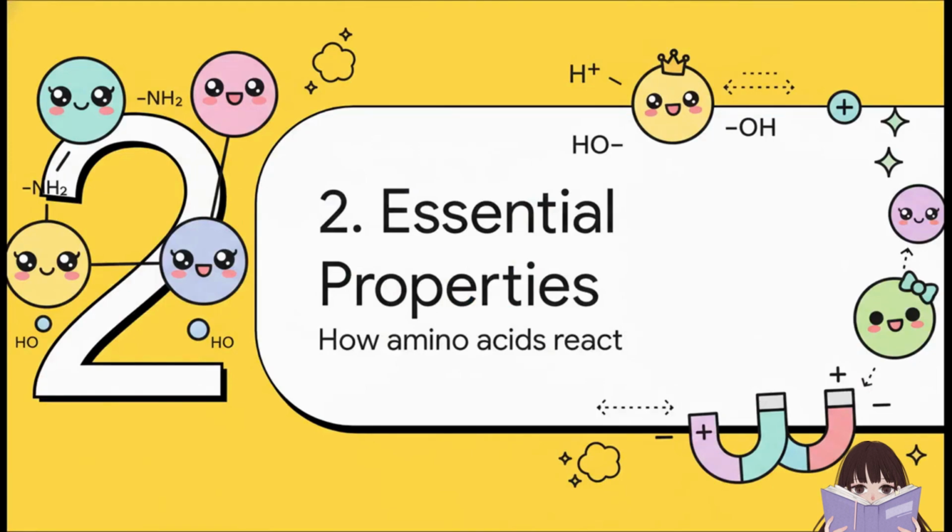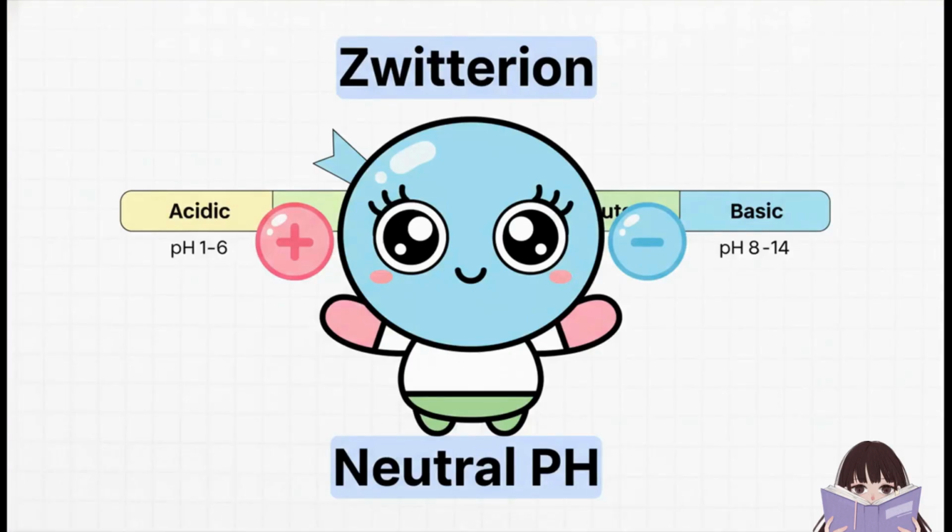All right, so we know what they look like. Now let's get into how they act. We're going to dive into some of their essential chemical properties, the stuff that makes amino acids so incredibly useful and versatile in biology.